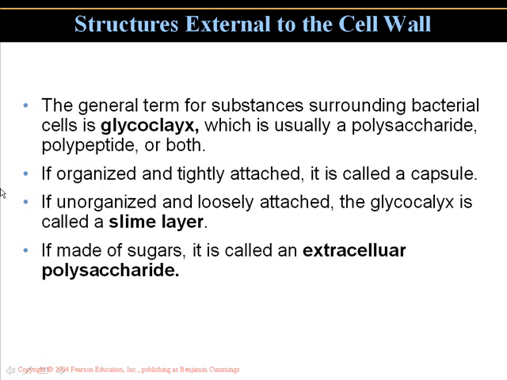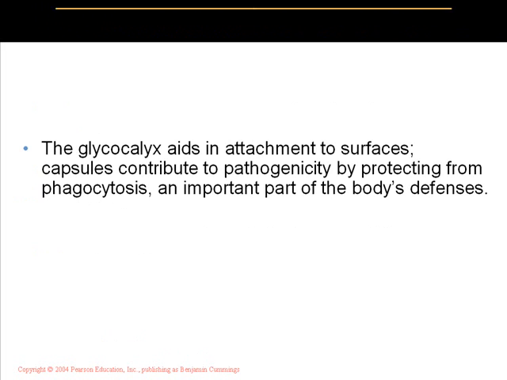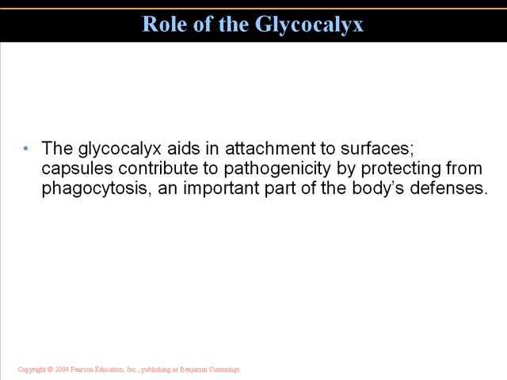If organized and firmly attached, it is called a capsule. If unorganized or loosely attached, the glycocalyx is called a slime layer. If made of sugar, it is called an extracellular polysaccharide. The glycocalyx aids in attachment to surfaces, and the capsule contributes to pathogenicity by protecting from phagocytosis, an important part of the body's defense.